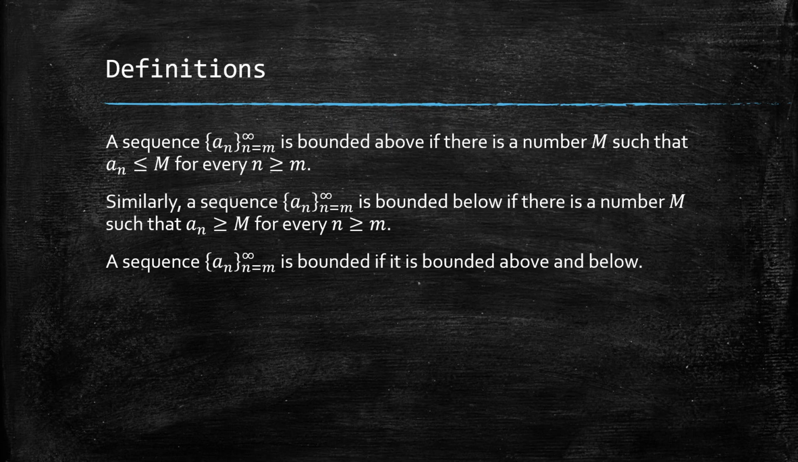Similarly, a sequence a_n is bounded below if there is a number M such that each term in the sequence a_n is greater than or equal to M. Now, a sequence a_n is simply bounded if it is bounded above and below.